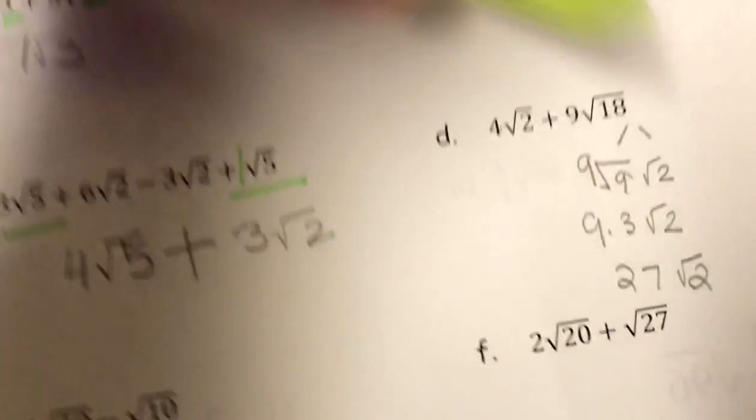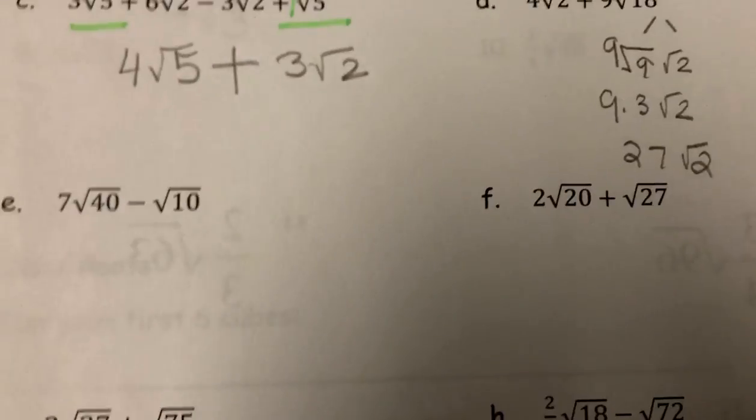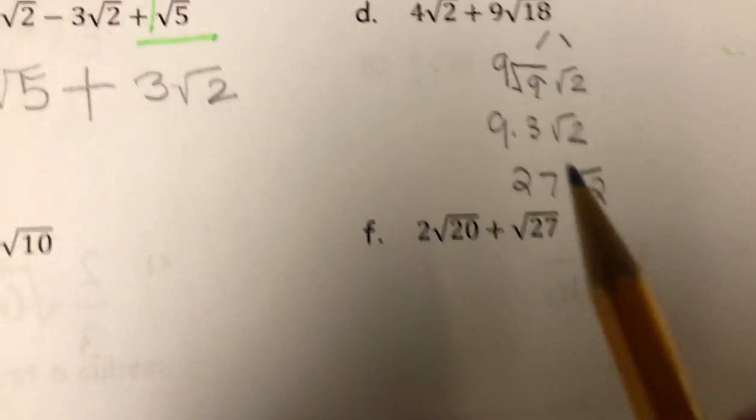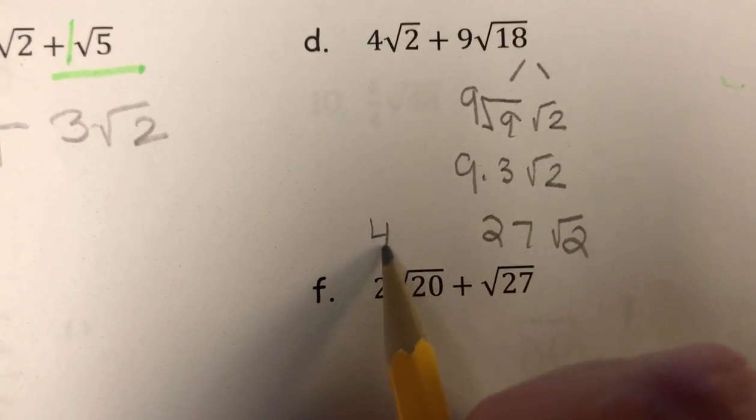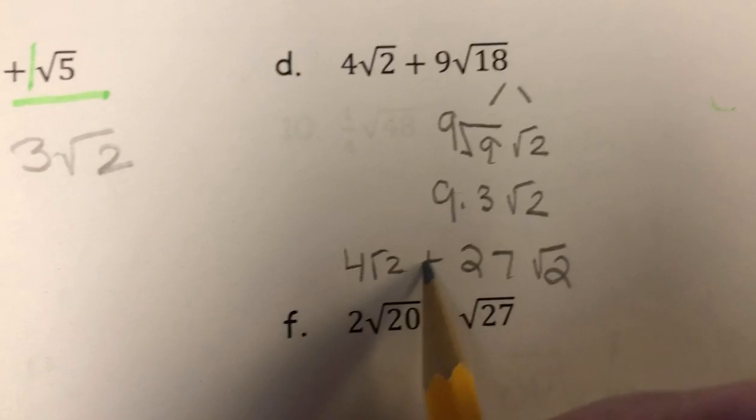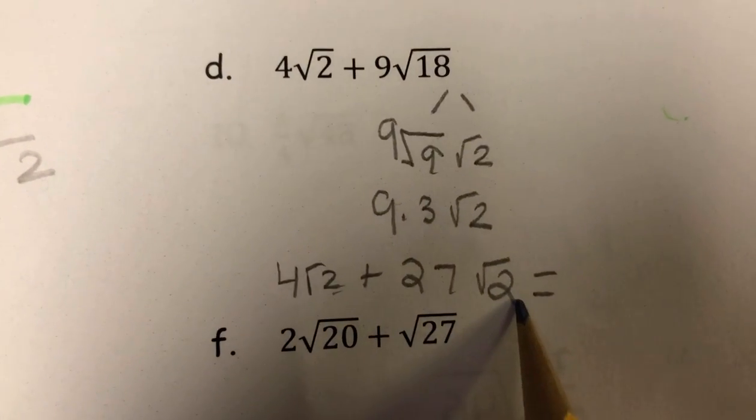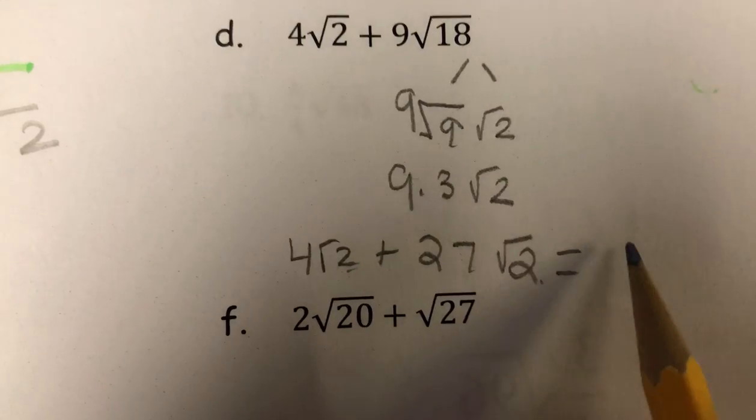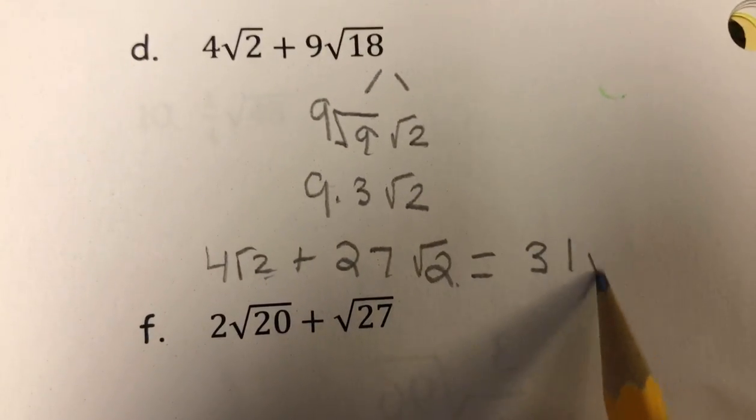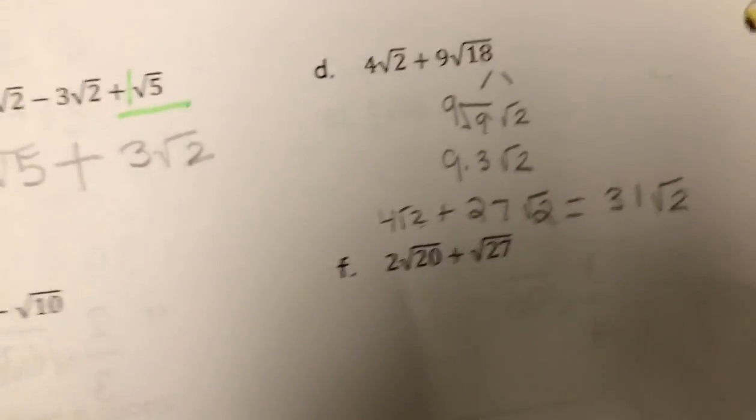But we're going to be adding and subtracting radicals this week. So what happens now is we have to bring down that 4 square roots of 2, and we're going to add 27 square roots of 2. The square roots of 2 are both the same. We just have to figure out what 4 plus 27 is. You got it. 31 square roots of 2.